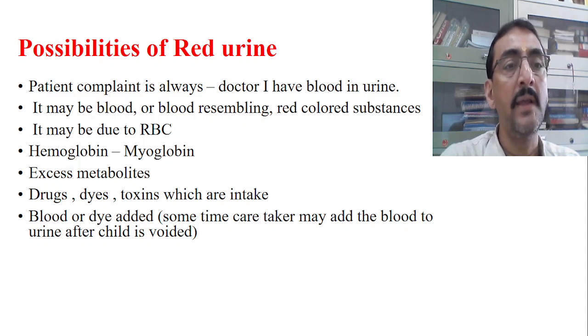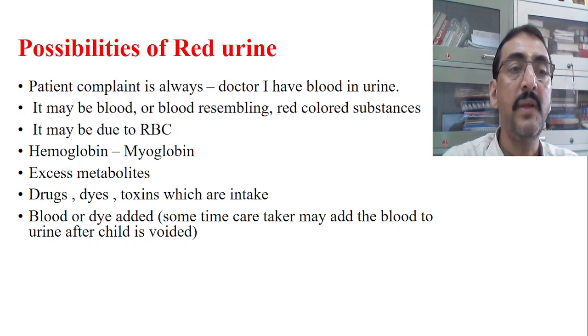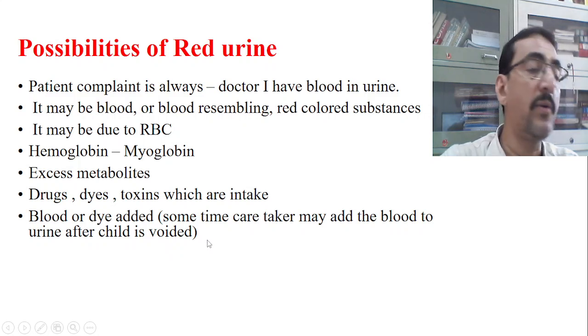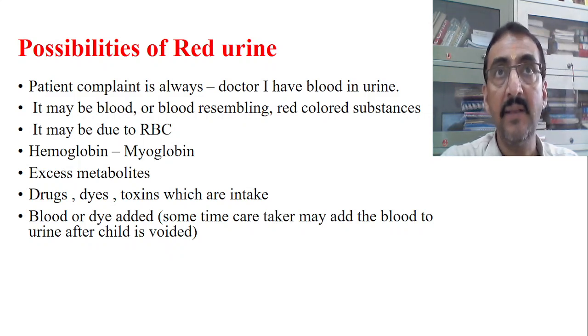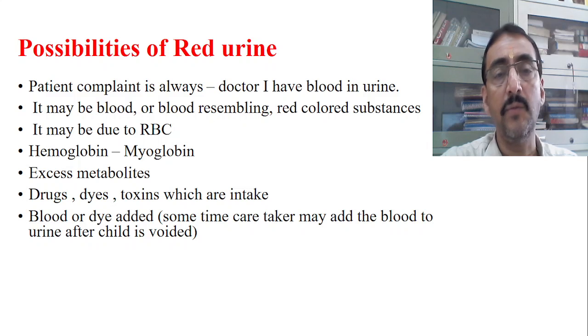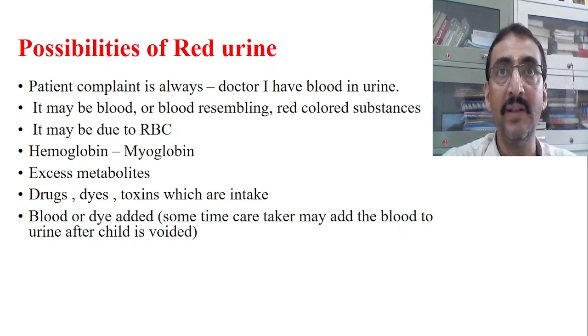In other words, it may be due to RBCs. It may be because of myoglobin, because myoglobin also contains hemoglobin, so iron. Or sometimes it may be because of excess metabolites. Some excess metabolites may also give a reddish color. It may be because of drugs, some dyes or toxins which are ingested, or sometimes blood or any dye is added. Sometimes this is also possible in the clinical setup.